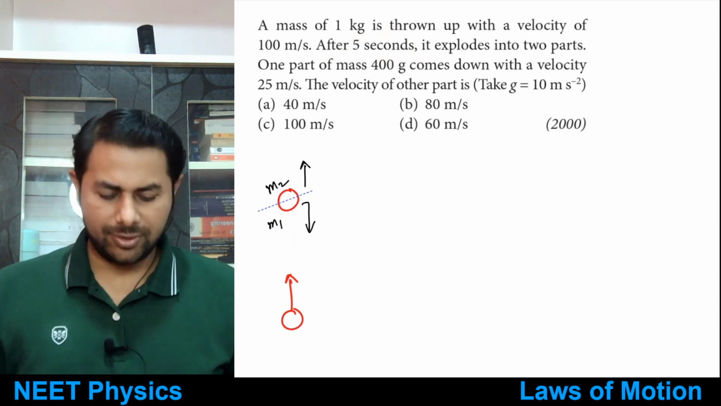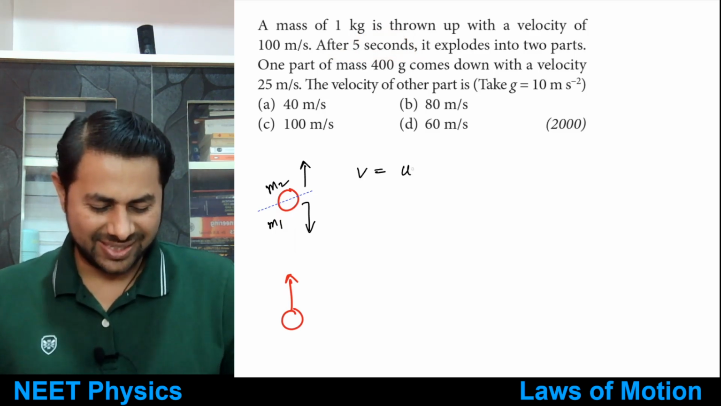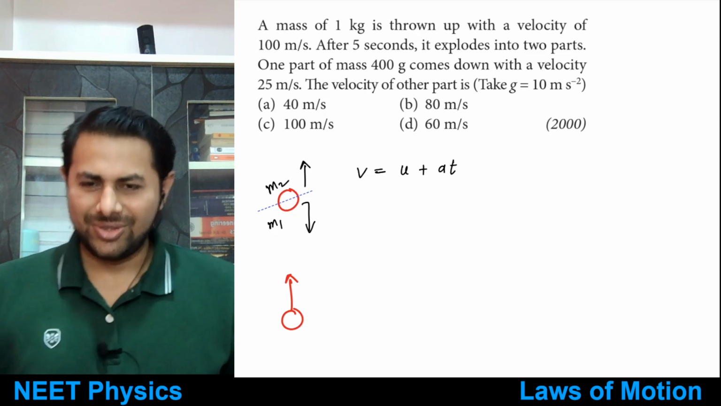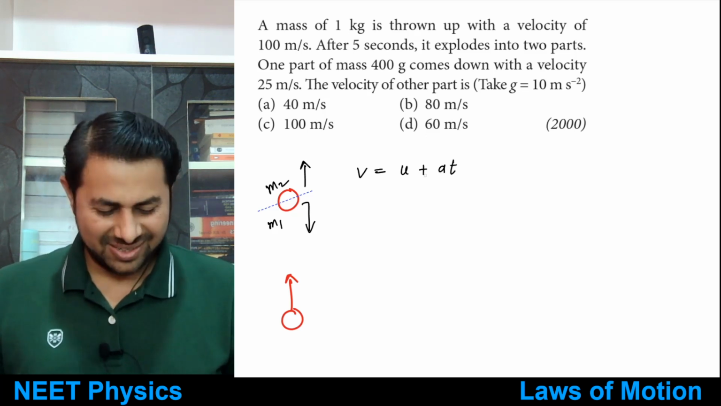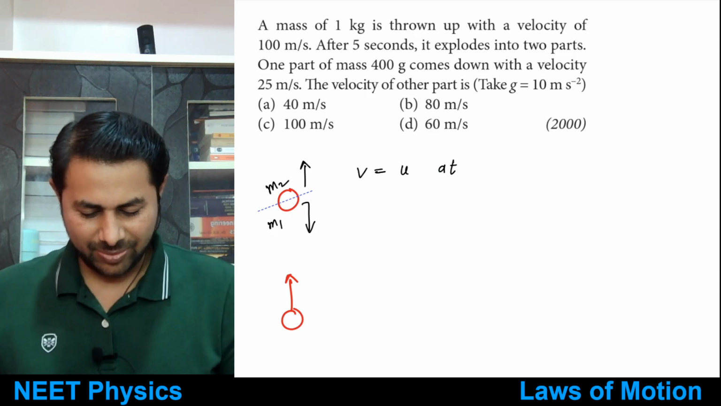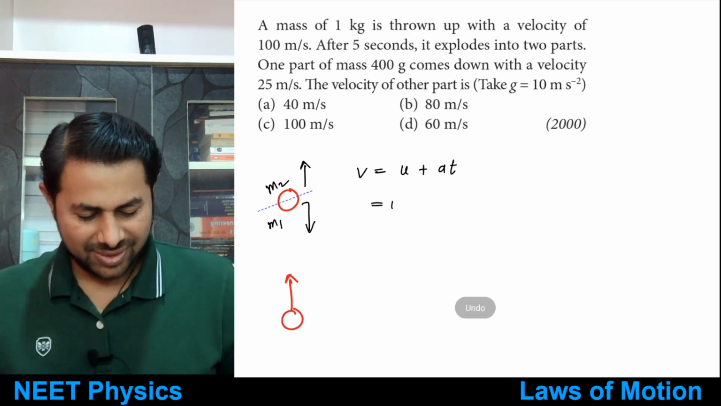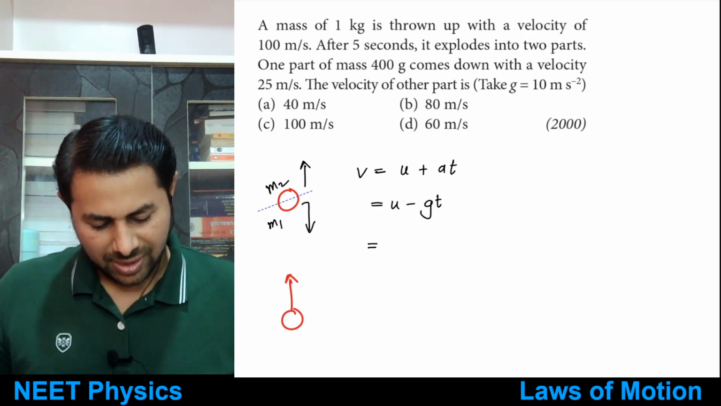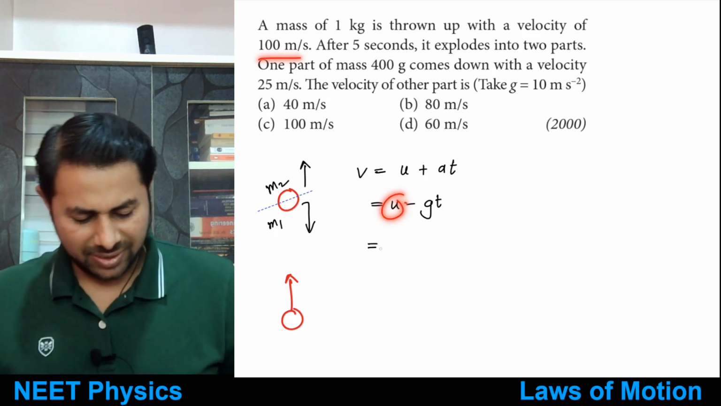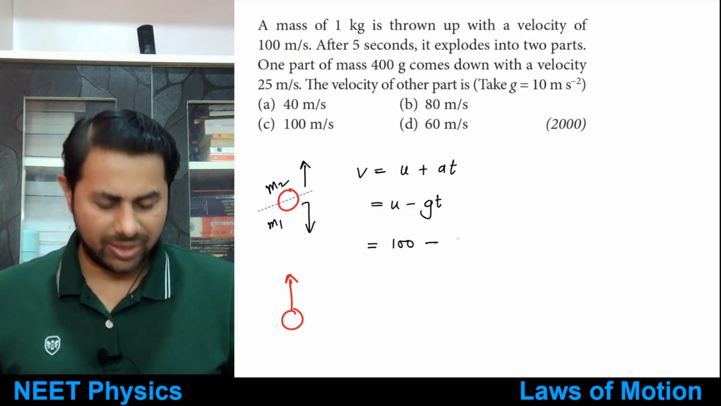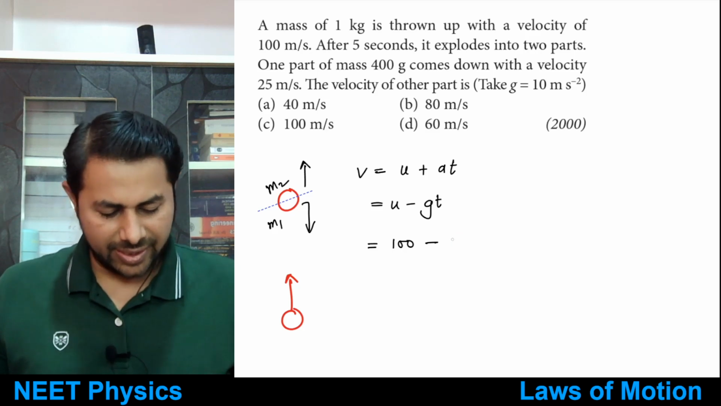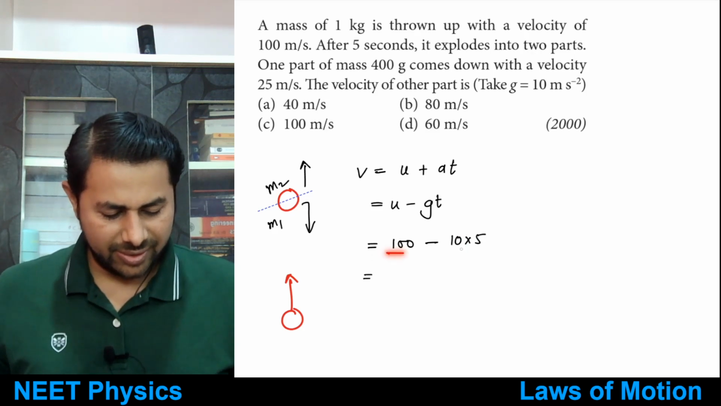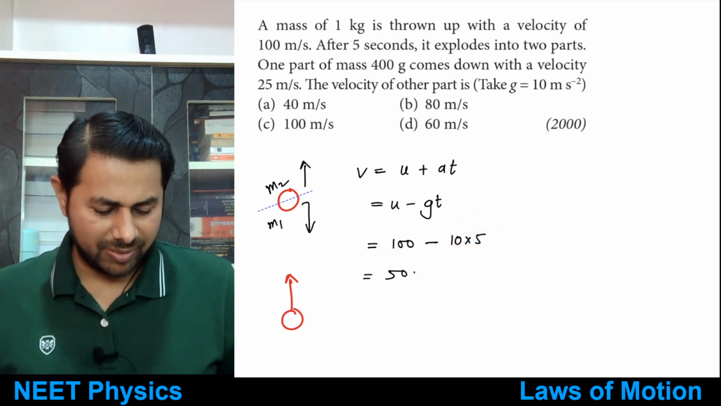So let's do that. v is equal to u plus at, that's correct. So here a will be equal to minus g, and therefore we'll have u minus gt. What is u? u is 100 meters per second, minus g, which is 10, times 5, time is 5, right? So 100 minus 50, that's 50 meters per second.